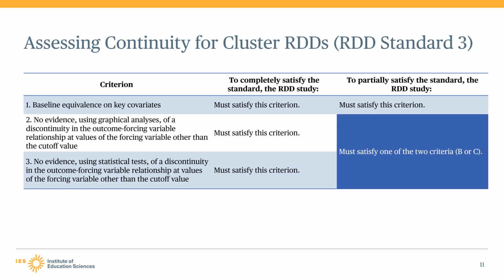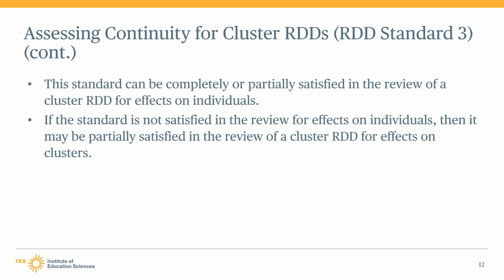Recall that the WWC's third RDD standard focuses on continuity of the outcome forcing variable relationship and includes three criteria related to baseline equivalence, graphic evidence of continuity, and statistical evidence of continuity. When applying the continuity standard to cluster assignment regression discontinuity designs, the standard can be completely or partially satisfied in the review of intervention effects on individuals. If the standard is not satisfied in the review of effects on individuals, then it may be partially but not completely satisfied in the review of the study for effects on clusters.